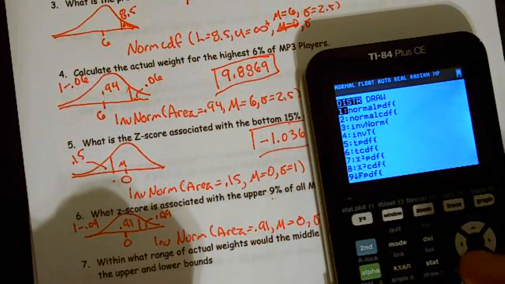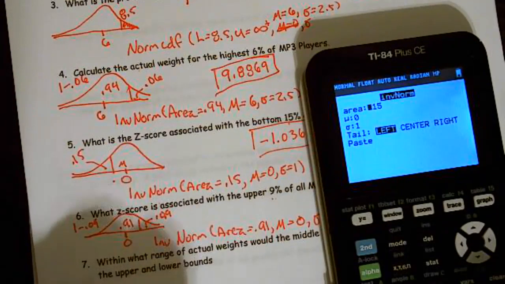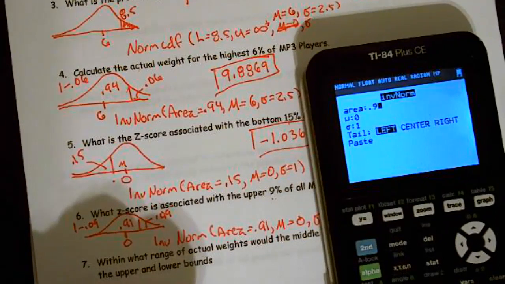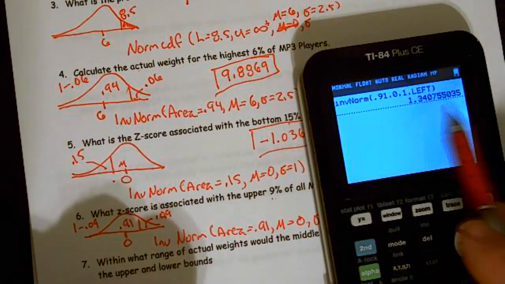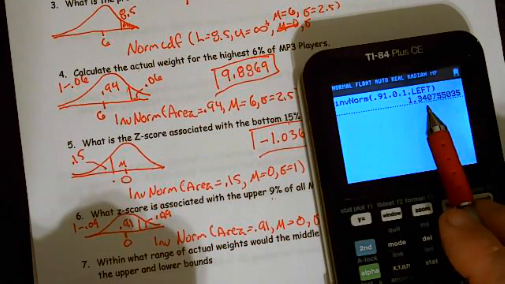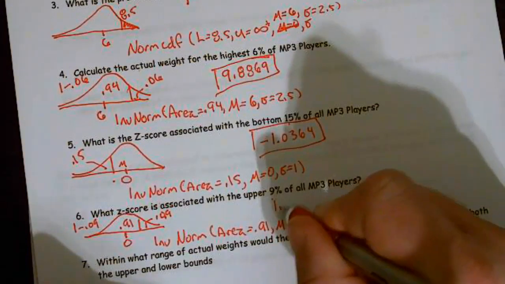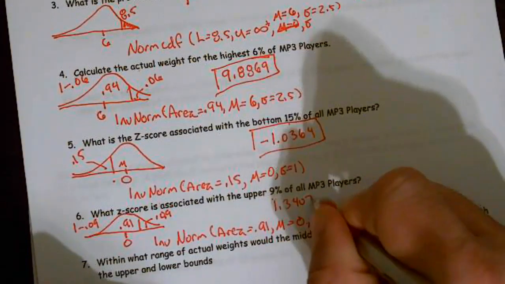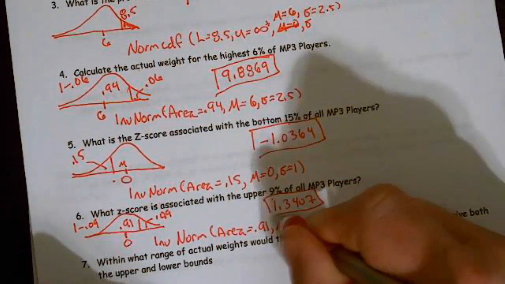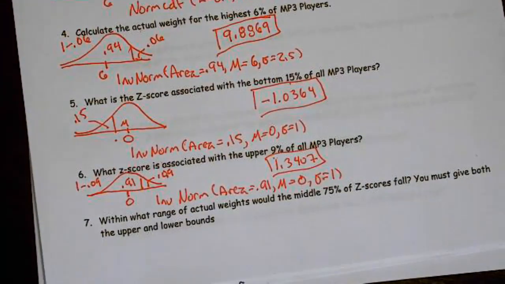So second vars, inverse norm, 0.91, mean is 0, standard deviation 1. And we end up getting a positive 1.3407. And it makes sense for it to be positive because we are above 0. All right. Within what range of actual weights would the middle 75% of z-scores fall?